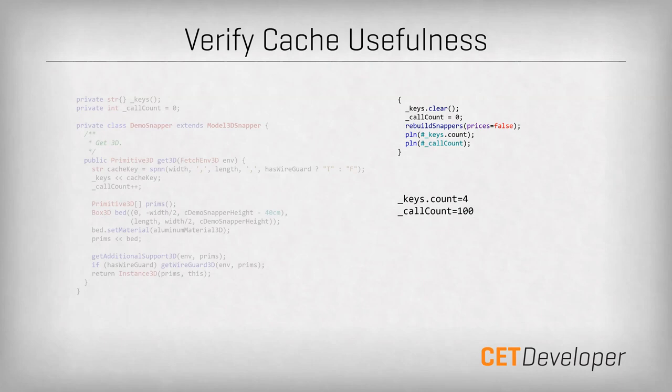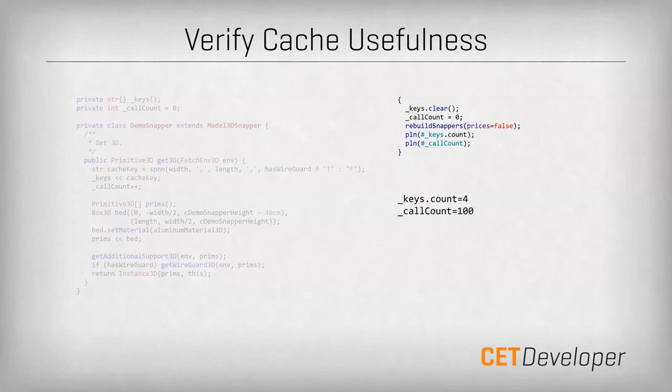I ran the test in one situation and I got 4 unique keys after being called 100 times. So this tells me that the cache is probably going to help a whole lot. This means I only had to generate 4 unique values to go into the cache, and then I basically got to reuse values 96 times. So there's a lot of time saved.